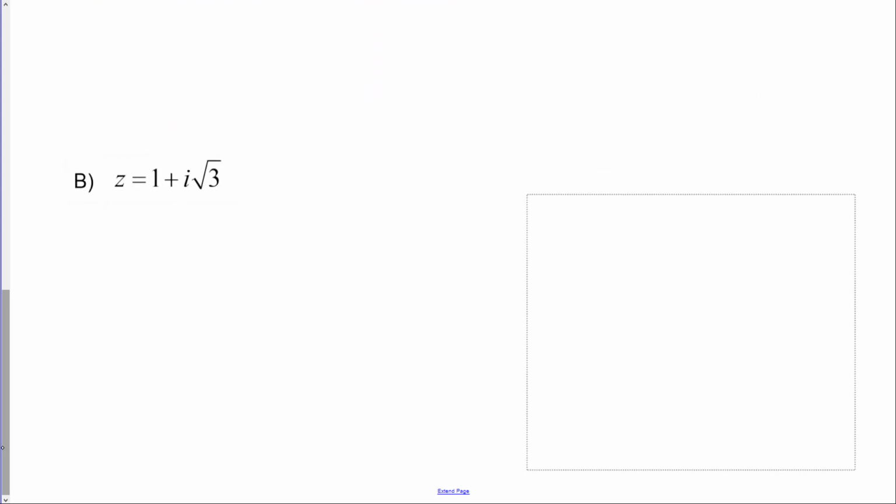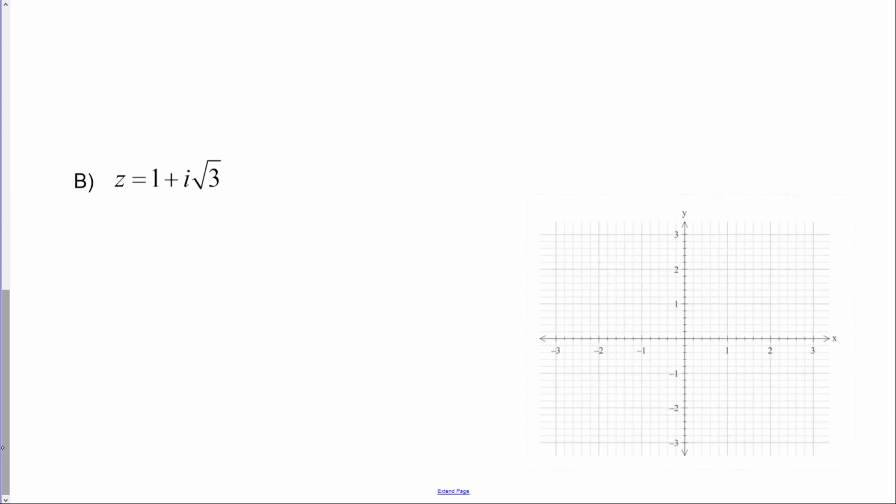Okay, one more example. B, z equals 1 plus i root 3. So I'll plot it first. All right, so 1 on the real, the square root of 3 on the imaginary. And the square root of 3 is approximately 1.7 if I'm not mistaken. So I'll just approximate it as best I can.